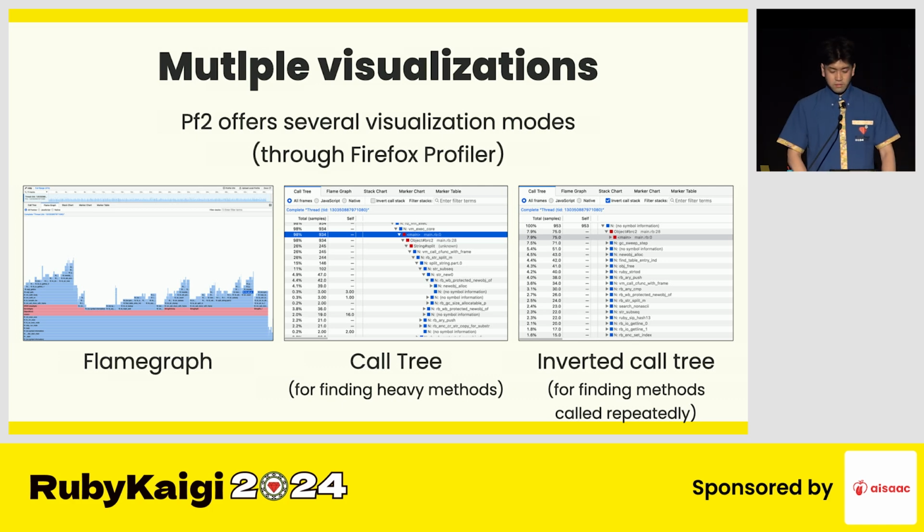Let's go to visualizations. Pf2 offers several visualization modes supported by a visualizer called Firefox Profiler. Of course, there's the flame graph, and there's also the call tree view, which is like a tree view for the flame graph, and there's also the inverted call tree view. This is useful for finding methods where a single call doesn't take a long time. Instead, it's called so many times. You can find methods called a lot of times using the inverted call tree view.